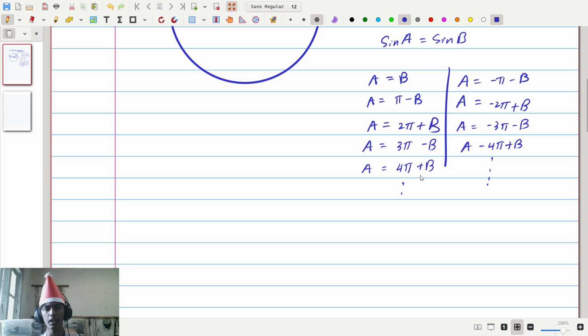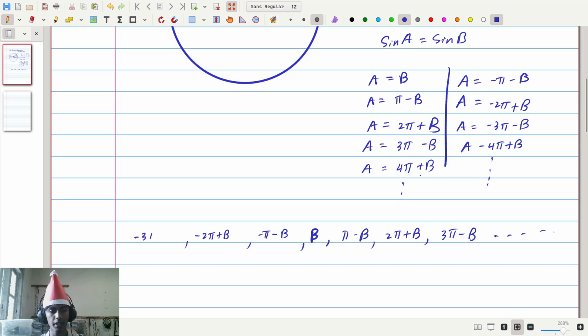If we list out all of these values, you will see something interesting. So I'm just going to write all the values of A in a straight line here. One of them is B in the middle. The next one I'm going to write is pi minus B. The next one is 2 pi plus B. The next one is 3 pi minus B. I'm going to extend this in this direction, and I'm going to go in the negative direction as well. In the negative direction, the first one we come across is minus pi minus B. The next one is minus 2 pi plus B. The next one is minus 3 pi minus B, and it extends in this direction. So therefore we have extensions in both directions, and any of these values could be the value A.